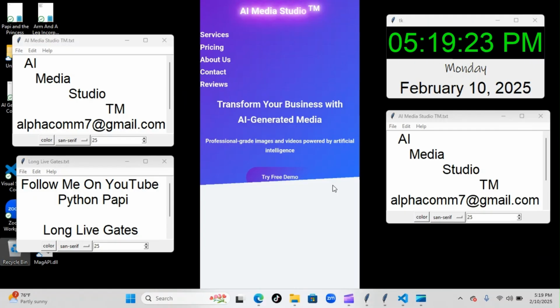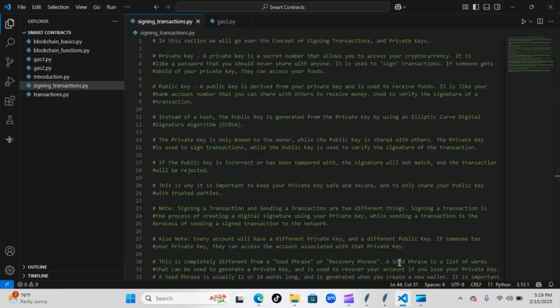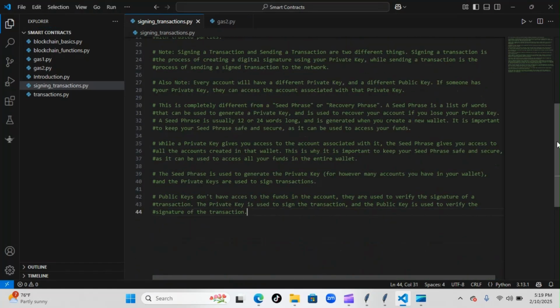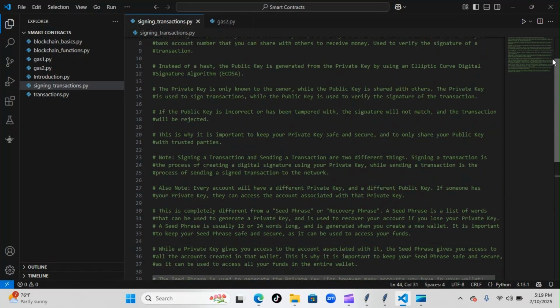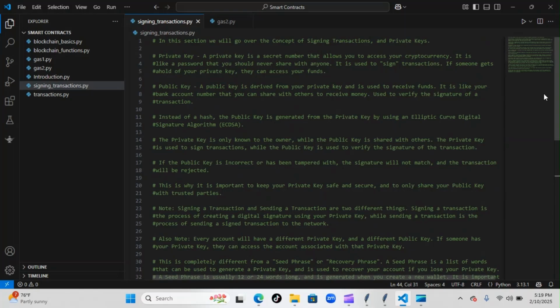All right, on today's episode of Python Papi, we're back inside our smart contracts project. Let's have a look at what we went over today. Now, today I told you we are going to be going over the signed transactions module. So let's go and have a look at that. It was a pretty short module, so I got two of them knocked out. Finished this one and I started the second one, but we're just going to go over this first one for now. So basically, in this section, we will go over the concept of signing transactions and private keys.